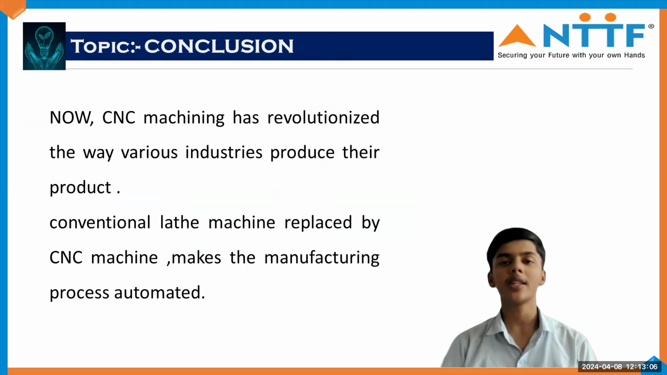Now, conclusion. The CNC machine is a revolution for various industries producing their products, and the conventional lathe machine is being replaced by the CNC machine, which makes the manufacturing process automatic.